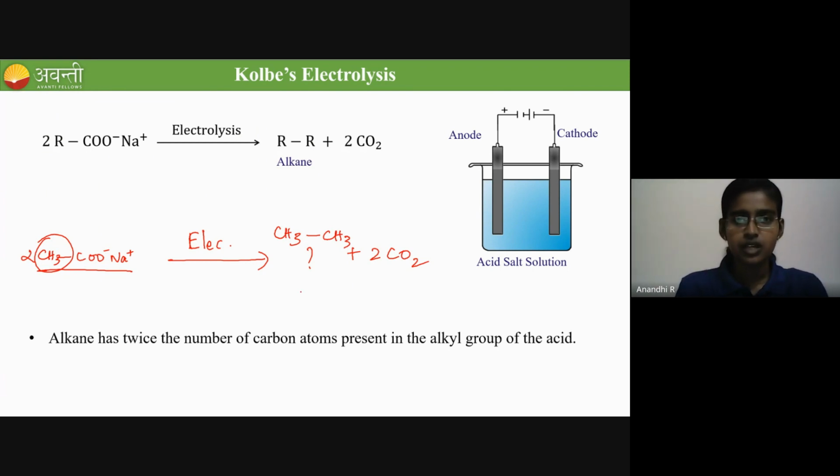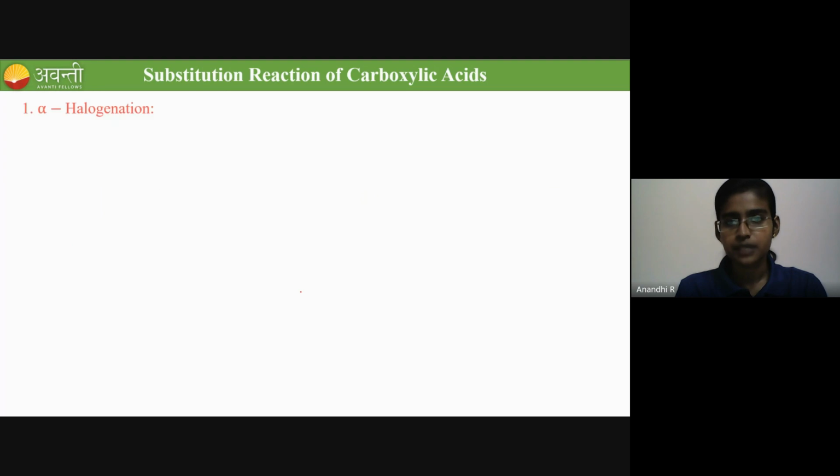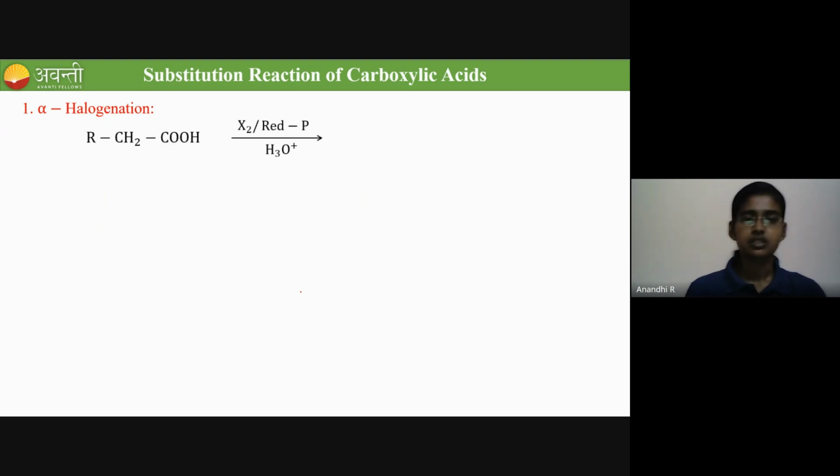Hope it is clear to you. So I think we can go for the next set of reactions, that is substitution reactions of carboxylic acids. We are going to substitute a group in the COOH part. Under this, the first reaction is called alpha halogenation. We are taking a carboxylic acid and we are going to treat it with a halogen.